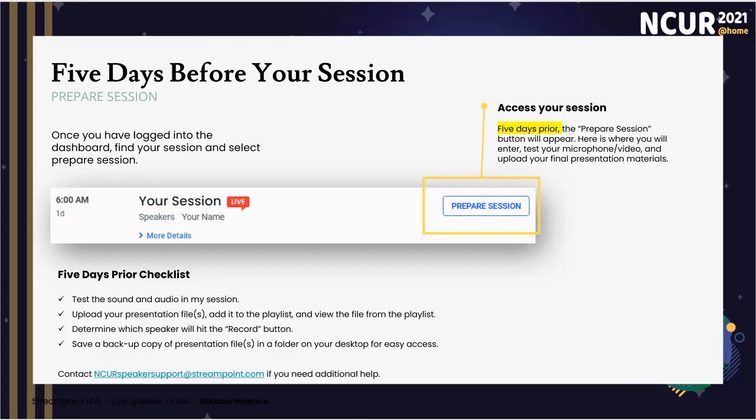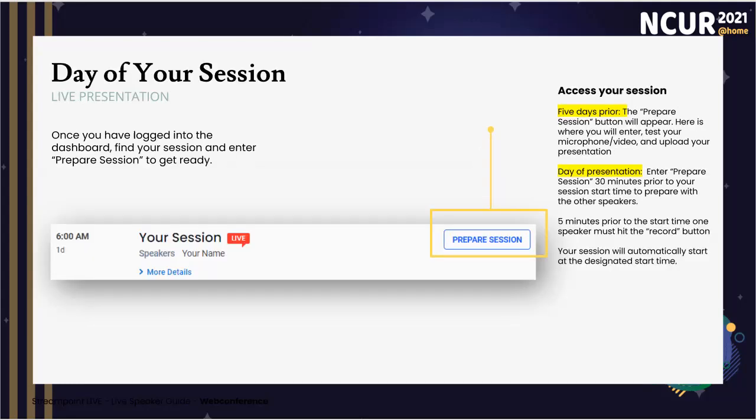Now let's prepare for the day of your session. It's your session day, so that prepare session is already set. 30 minutes prior to the start, you go into the prepare session and you meet your other speakers if you have not already. During those 30 minutes, be sure that you determine which speaker will be hitting the record button at 5 minutes prior to the session starting and who will hit it again after the session is completed. If this is the first time meeting the other speakers in your session, say hello, introduce yourself, and do a quick run through of who's going first, second, and third.